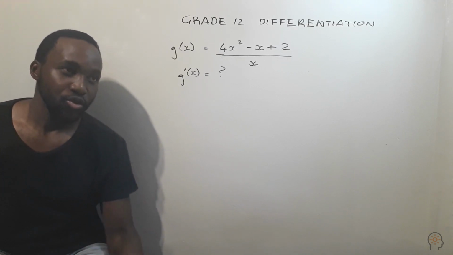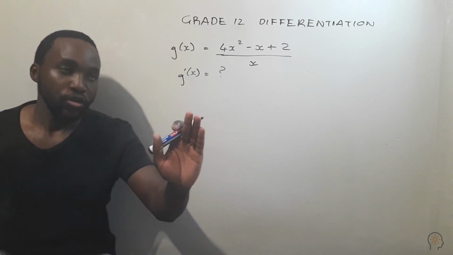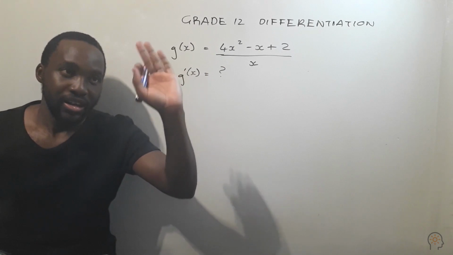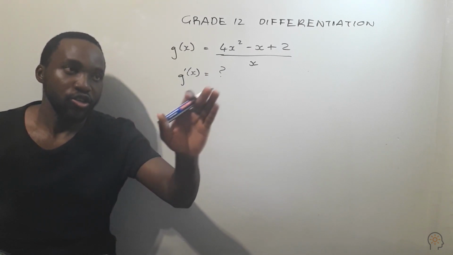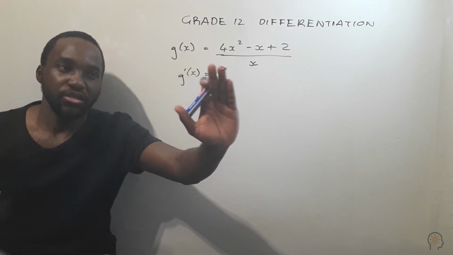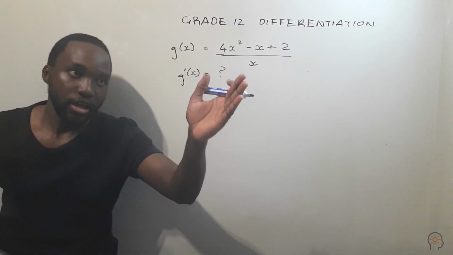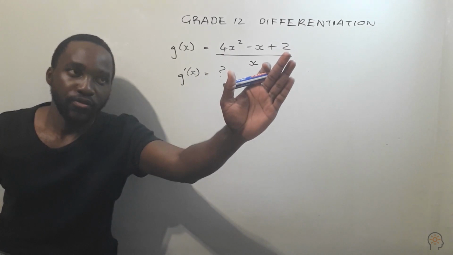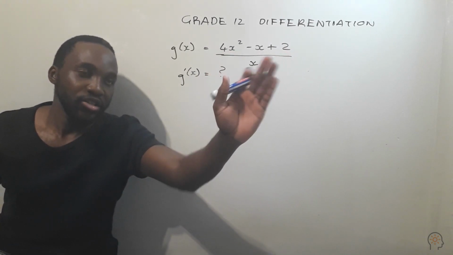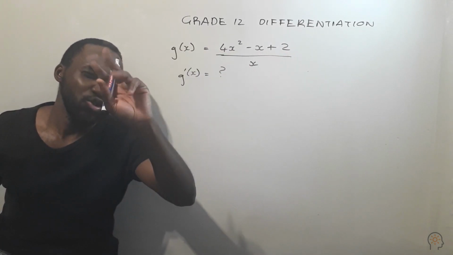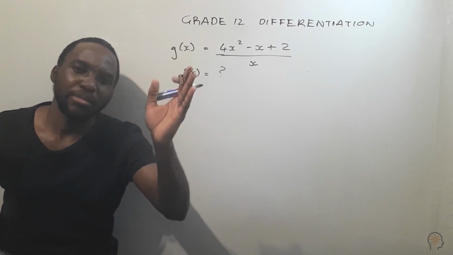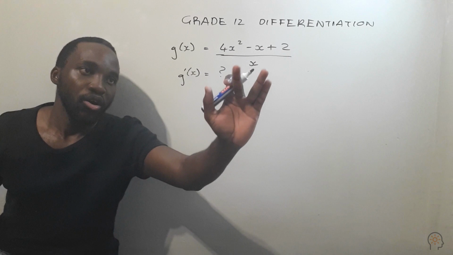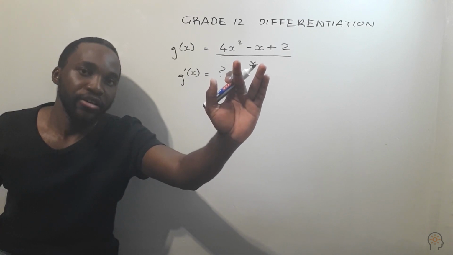So all I'm trying to say is, in grade 12, if we're going to differentiate this, we need to simplify it first. Later on, maybe in varsity, you will be able to differentiate this from the go. But in our case, we need to simplify this first. So simplifying this first, one key thing is, usually 99% of the time, you want to firstly write everything here with your denominator.